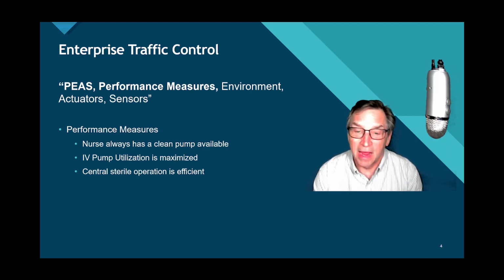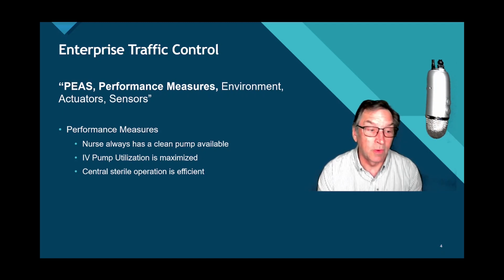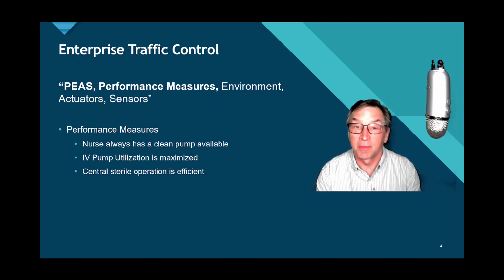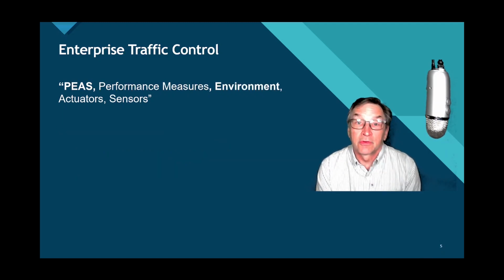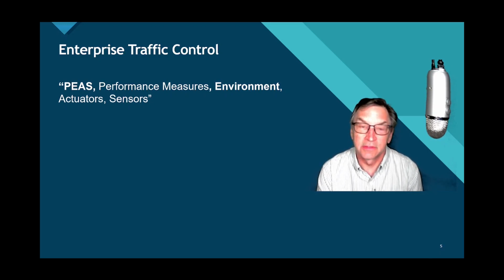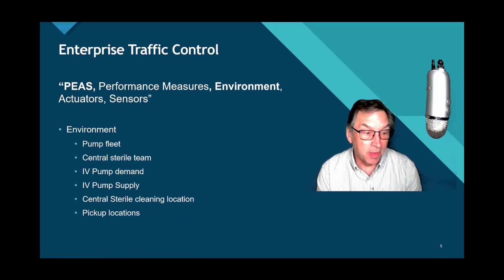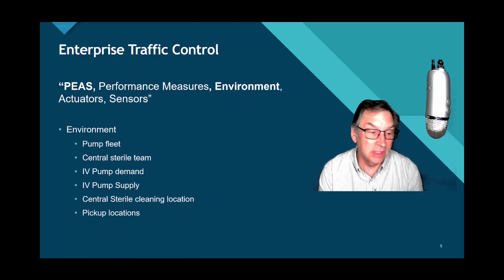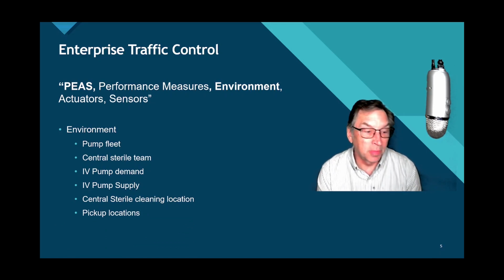And something like this, I would put in a worksheet for each one of these: the performance measures, the environment, actuators, and sensors. Put that into a worksheet so we can kind of see the landscape of what we're trying to automate. The surroundings of the rational agent are the environment. We need to have everything here to accurately represent the state of the environment. So we have the pump fleet, we have the central sterile team, we have the supply and demand.